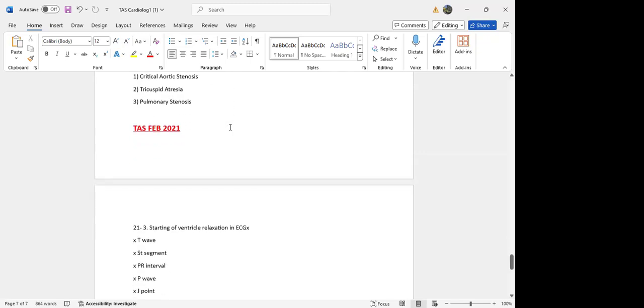Now they are talking about the starting of the ventricle relaxation. Here they are not talking about ventricular repolarization; the word here is about ventricle contraction and ventricle relaxation. Ventricle contraction is caused by the QRS complex. Relaxation follows the QRS complex. Now they are talking specifically about relaxation, not the repolarization.